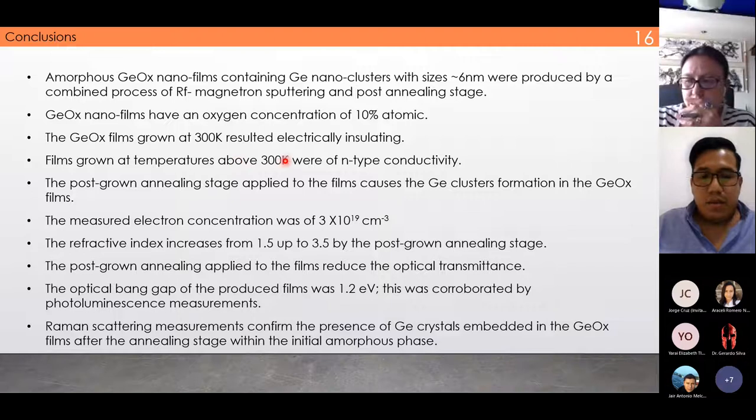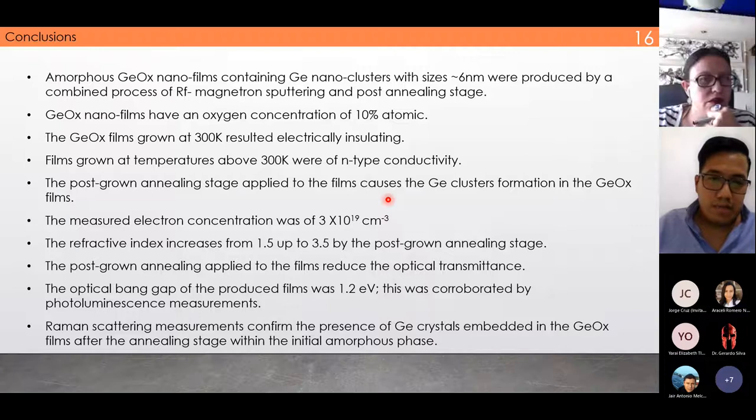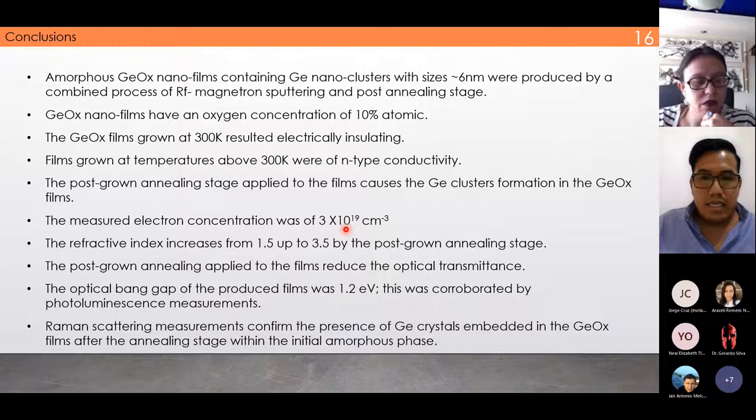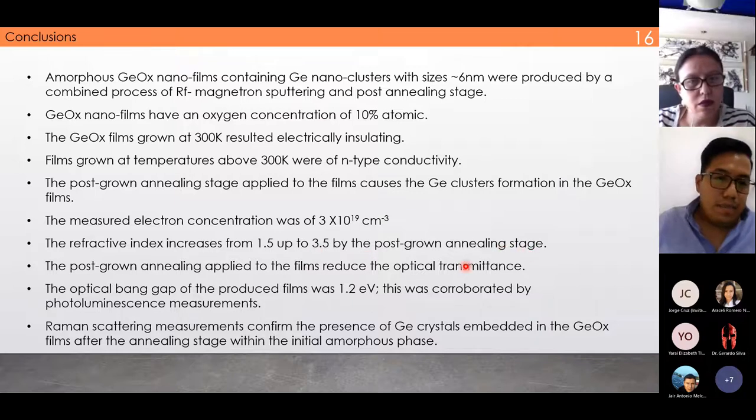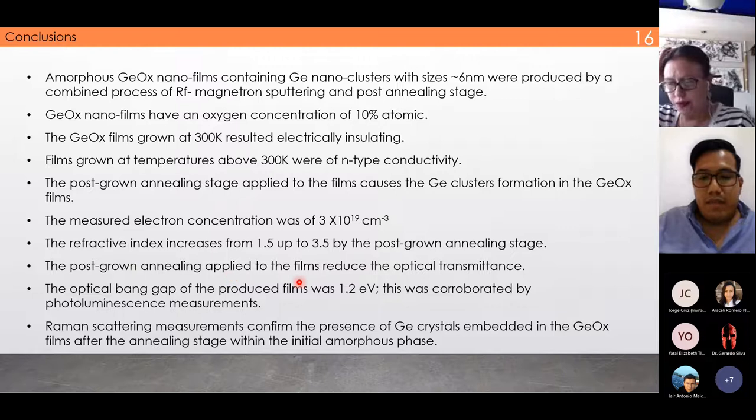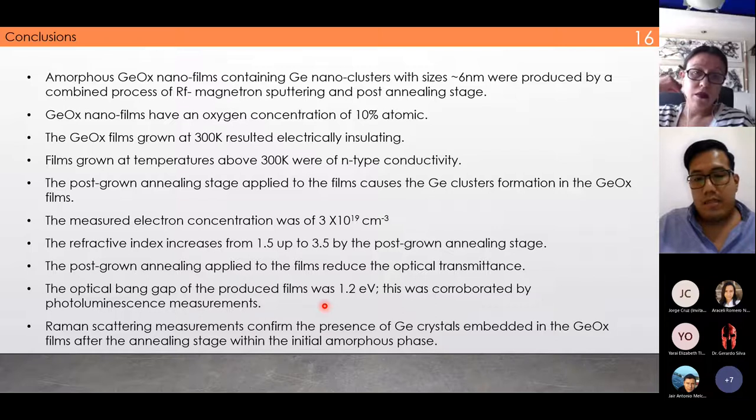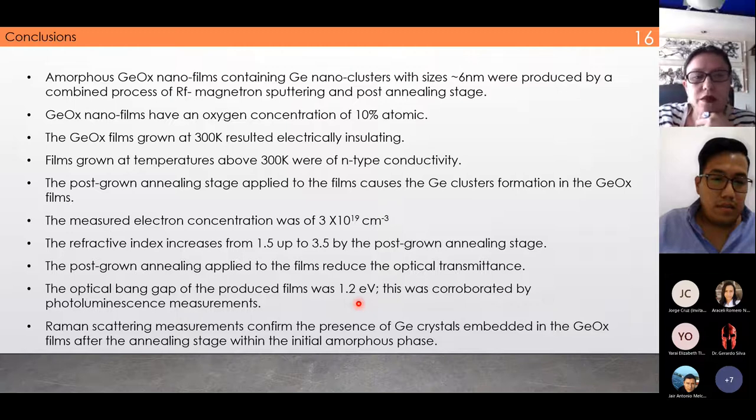The films grown at a temperature of about 300 Kelvin show n-type conductivity, and the post-growth annealing stage applied to the films causes the germanium cluster formation in the germanium oxide films. The measured electron concentration was 3 × 10⁻¹⁹, and the refractive index increased up to 3.5 by the annealing process. The post-growth annealing applied to these films reduced the optical transmittance, and the optical band gap was 1.2 electron volts. Then this was corroborated by photoluminescence measurements.